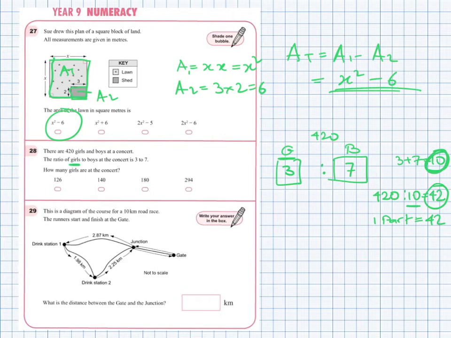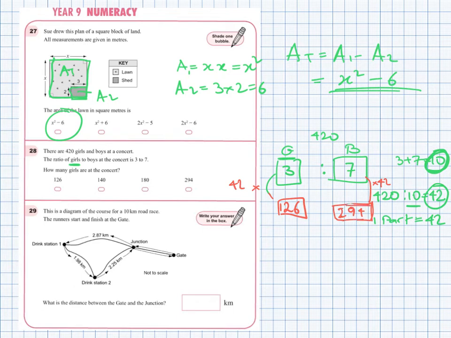Now we have 3 here, which means we're going to multiply this by 42, and it's going to give us a value of 126. And if we multiply this side as well by 42, it would give us the number 294. You don't need the number of boys, but why I'm doing this is just to check if it's correct.